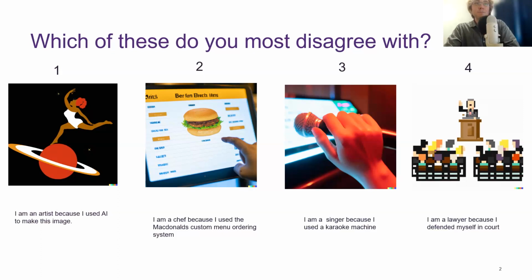Oh, so we've got quite a range there. Lots of twos there. So would anyone like to say why they thought two was the furthest away from the truth?